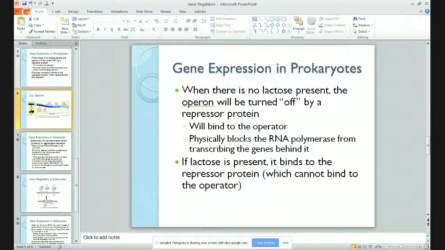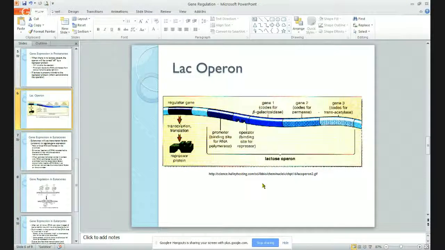So here's the picture I was talking about, okay? So here's the lac operon right here. Here's your promoter. That's a set of bases right there. And this is where RNA polymerase will attach to start the transcription. You can kind of see here, this does a really good job. This is the operator. This little piece right here is the operator.